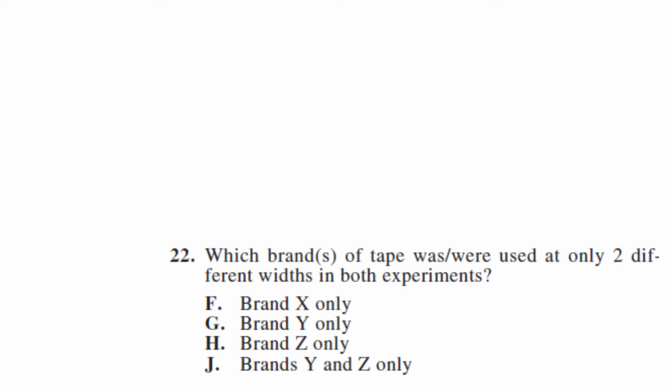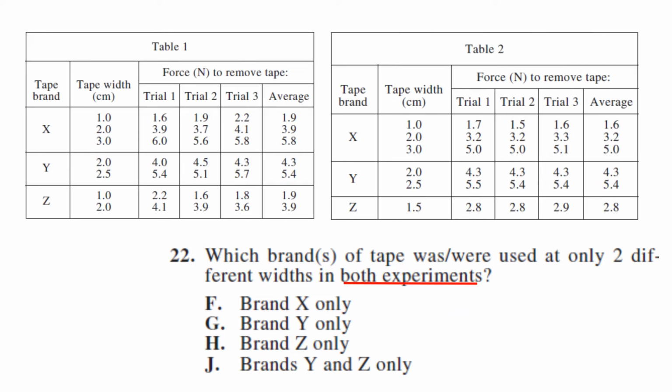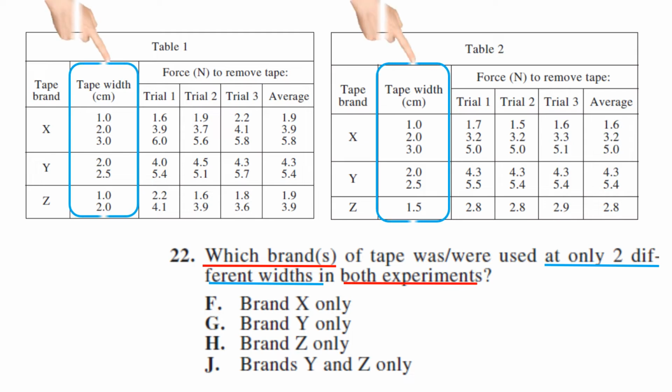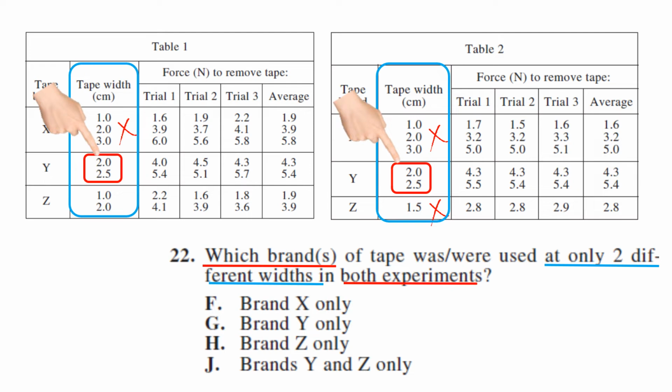For number 22, we're using both experiments. Which brand of tape was or were used at only 2 different widths? So any of the brands, we're using the tape width column. We want only 2 different widths, so we can eliminate anything that has more than 2. And the only one left is going to be choice Y, or brand Y. So G is the correct answer.